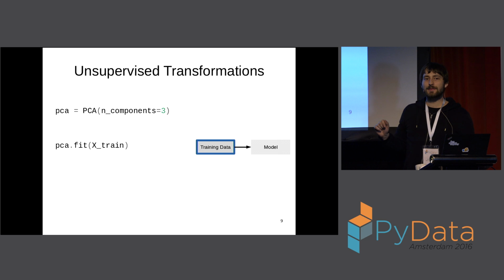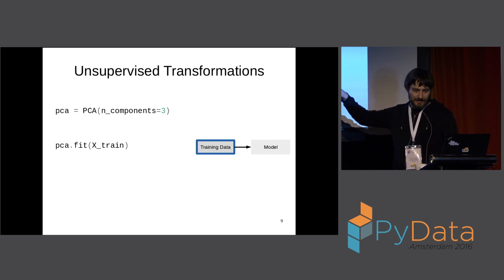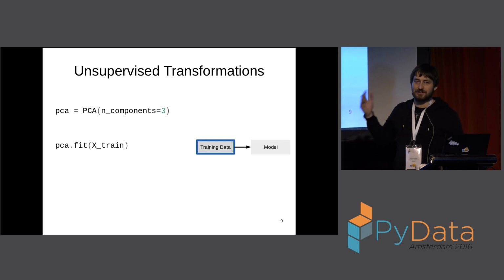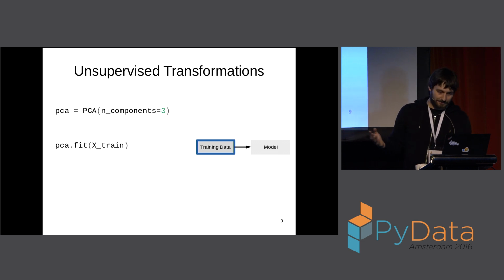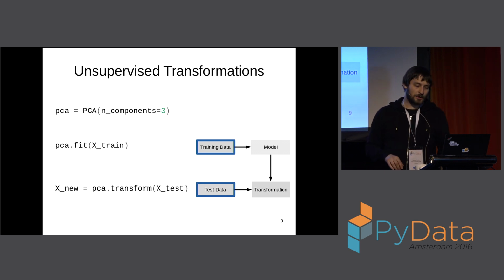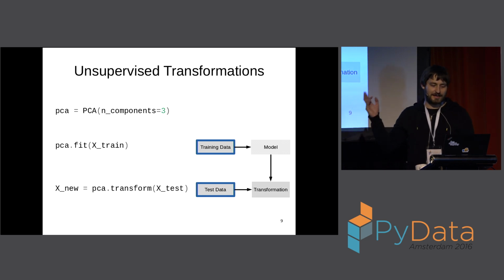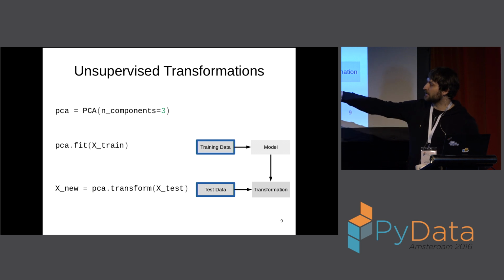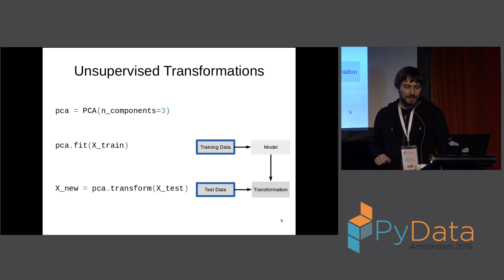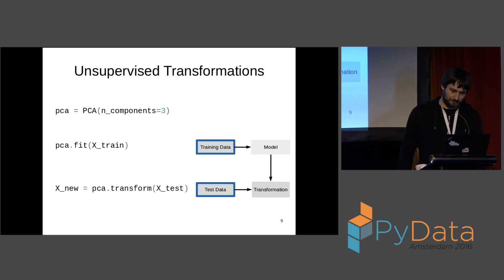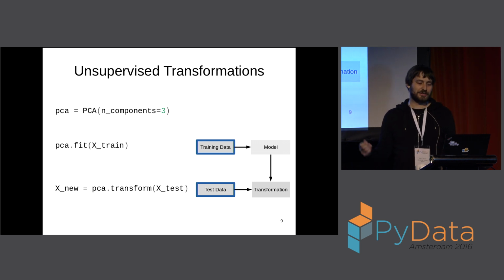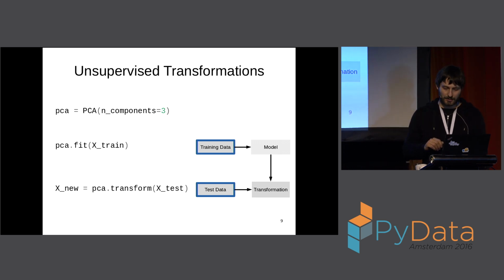Then again, I have a fit method, which takes the data array xtrain. This is an unsupervised model, so there's no ytrain. Or even if there was, we would not use it. So this stores the model, so the coefficients of the first 3 principal components. Then I can apply this model to some new data xtest, and then I can use the transform method to get a new representation of the data. So here, transform projects the data on the first 3 principal components.